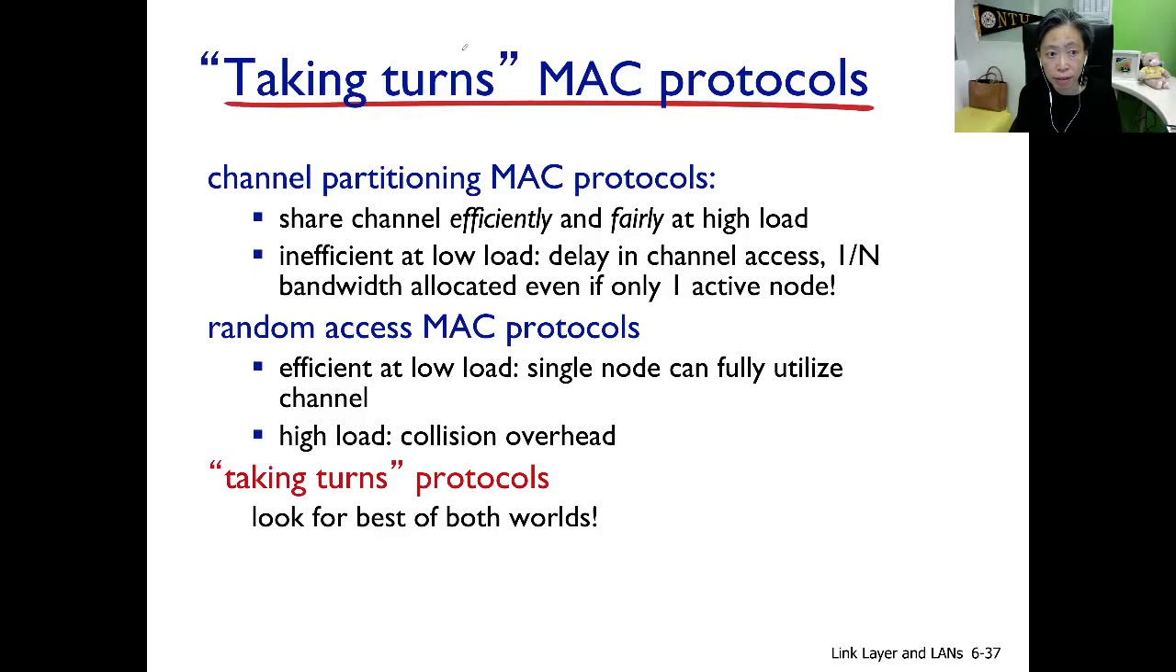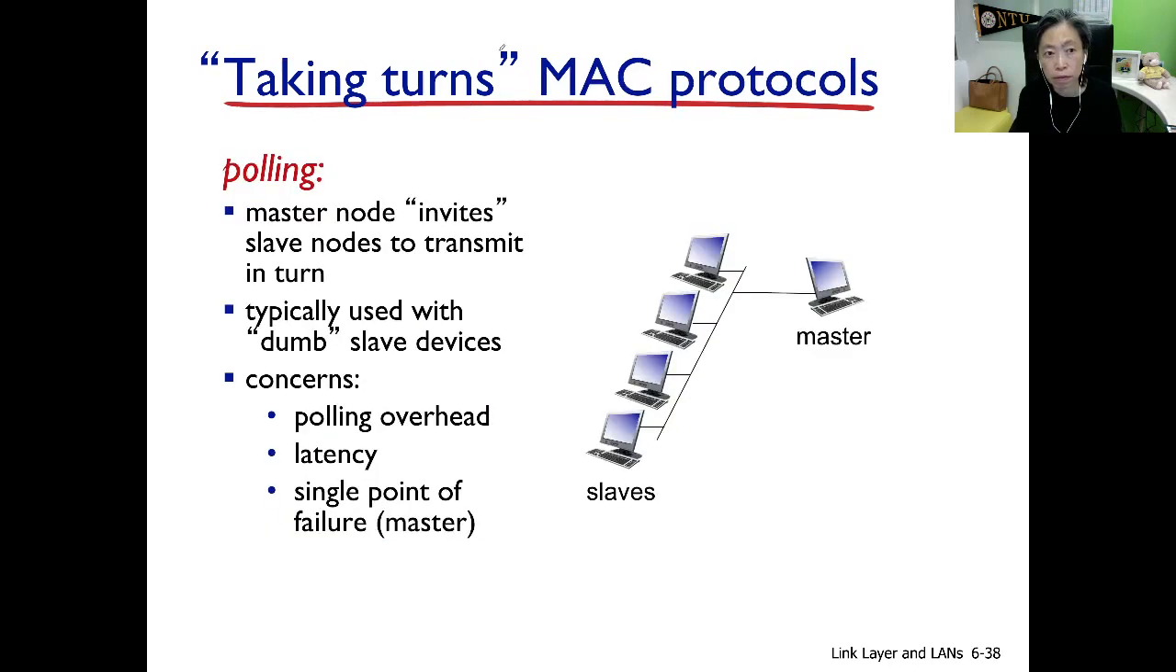Now the third class, the taking turns MAC protocols. It tries to take the best from the two worlds, random access and channel partitioning. The first of the taking turns MAC protocols is polling. There is a master node, usually inviting the slave nodes to transmit in turns.